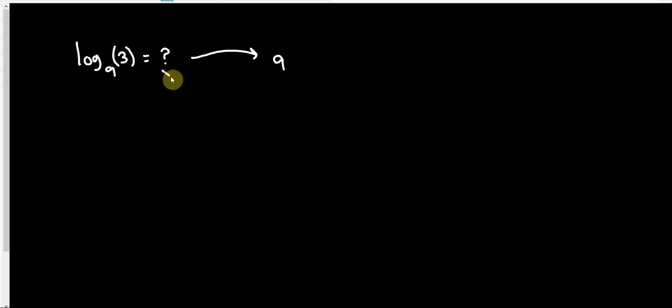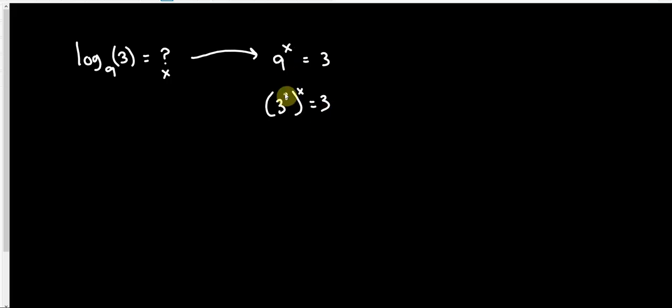I don't know what this is. I'm going to call it x. And so the input and output switch places. And it's equal to 3. Okay. I can't get 3 to be a base of 9, but I can get 9 to be a base of 3. 9 is 3 squared, with this x still out there.